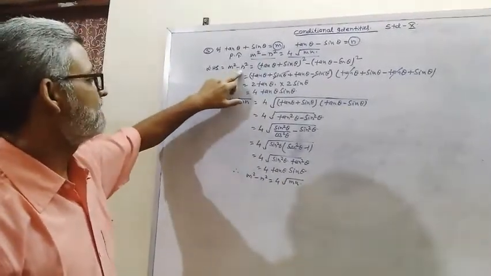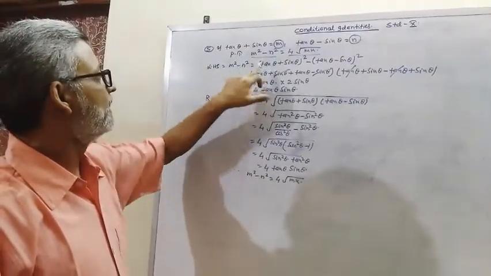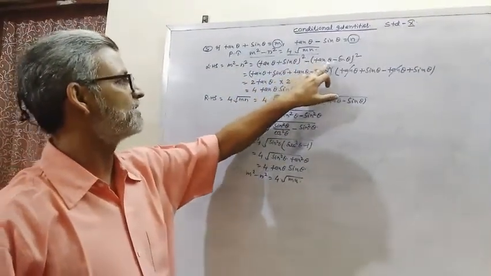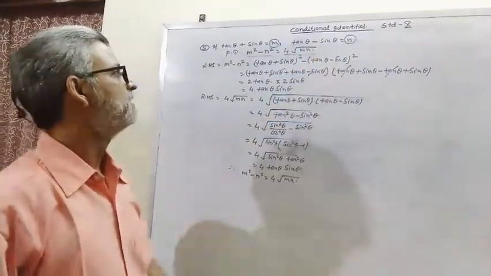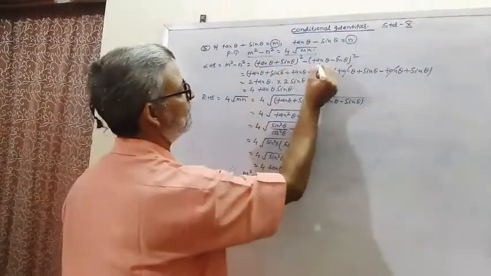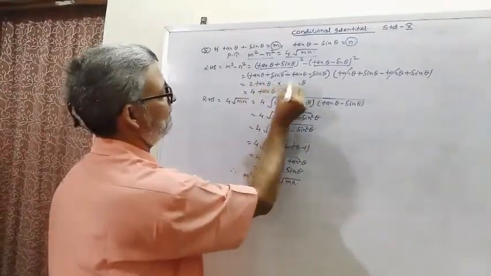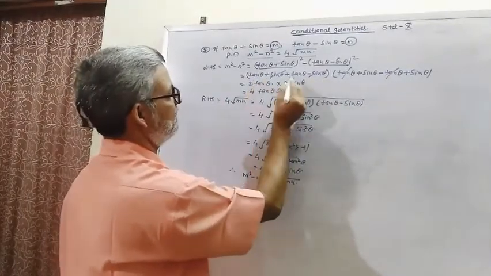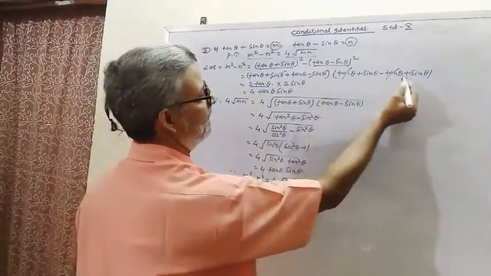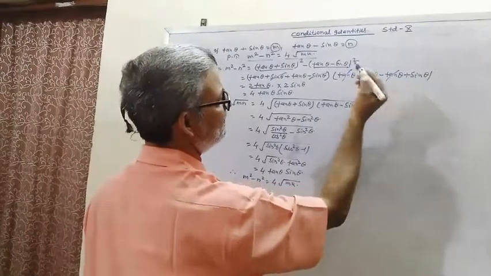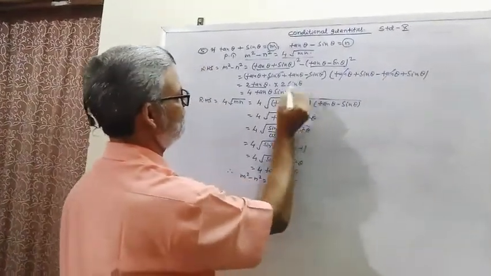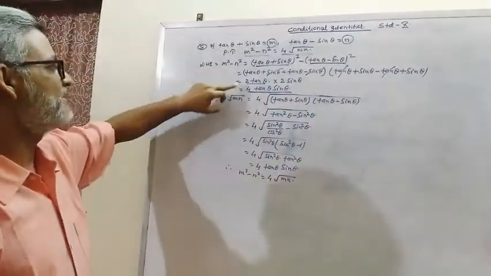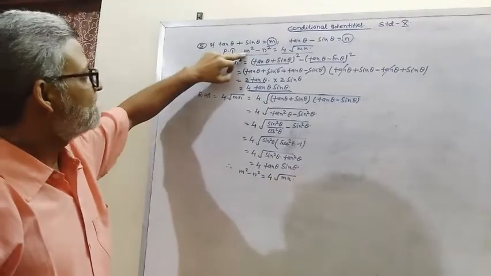So now m² − n² is equal to, m² means (tan θ + sin θ)², minus n² means (tan θ − sin θ)². Now it is in the form of a² − b², that is (a + b)(a − b). Sin θ cancels, so tan θ plus tan θ is 2 tan θ, and here tan θ cancels, so sin θ plus sin θ is 2 sin θ, so 4 tan θ sin θ. This is the value of m² − n², that is the LHS.